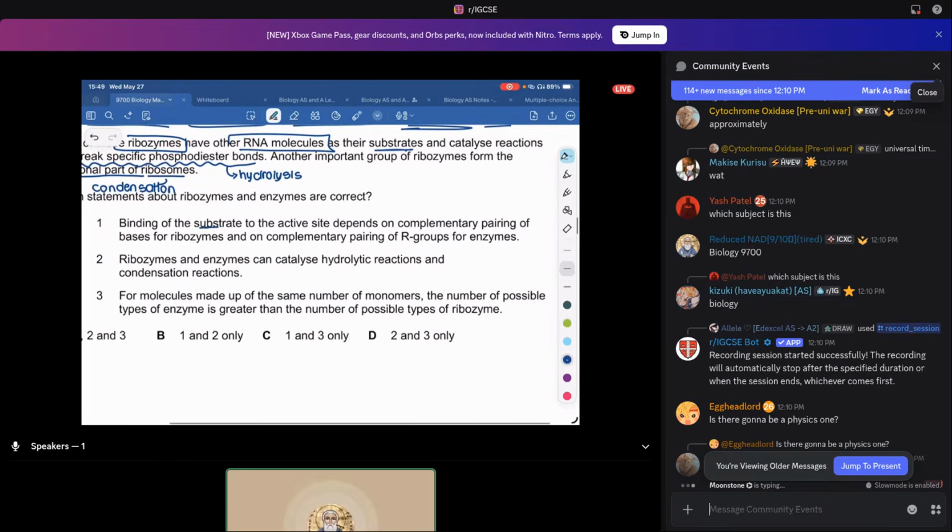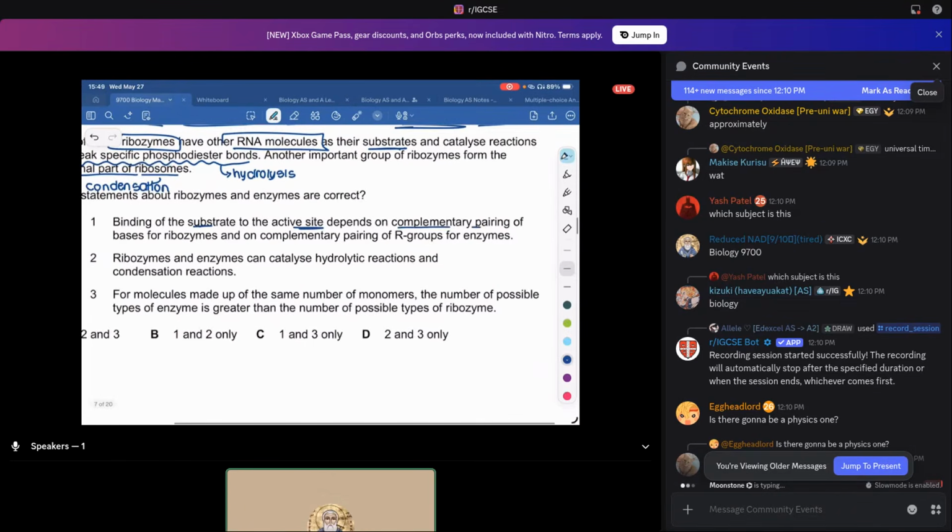Which statements are correct? Binding of the substrate to the active site depends on the complementary pairing of bases for ribozymes. This is correct. It's very similar to the tRNA anticodons and the mRNA codons. And on complementary pairing of R groups for enzymes. Now, someone may say, oh, there are complementary R group pairings in proteases with the substrate protein and the enzyme proteins in the active site. Absolutely not. This is wrong because we're bringing our own presuppositions, our own assumptions to the question.